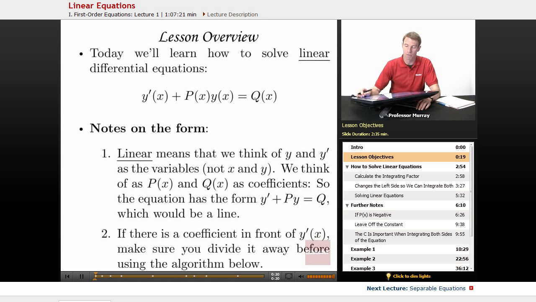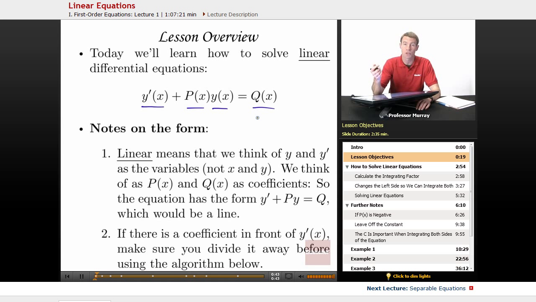So we're going to learn how to solve linear differential equations. And the way you recognize a linear differential equation is that you can put it in this form: y prime of x plus p of x times y of x equals q of x. Now, you might be using different variables, like you might have a t instead of the x. That's okay. The methods are exactly the same.